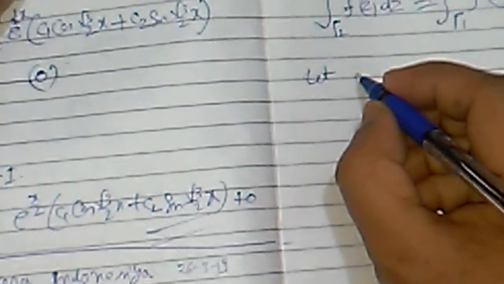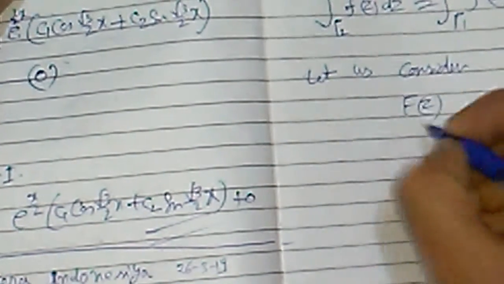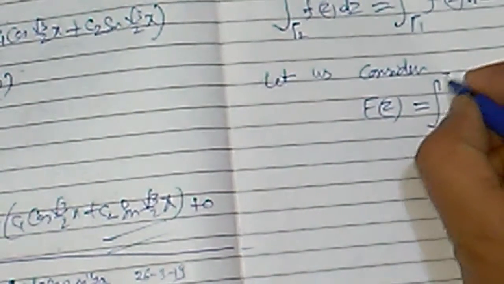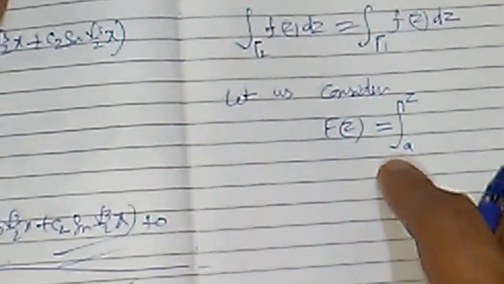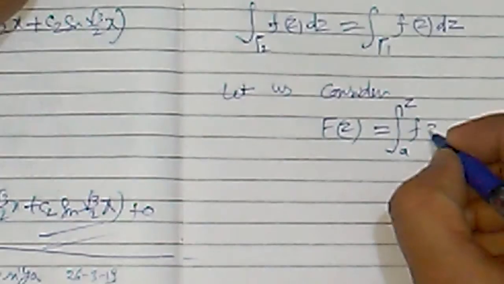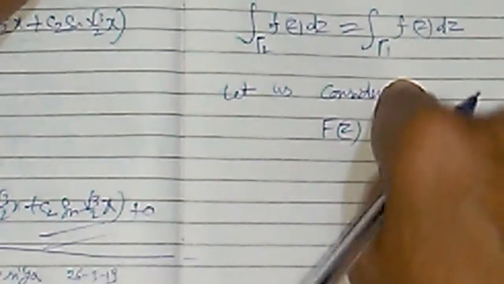Let us consider capital F(z). We define a function F(z) equal to the integral from a to z of f, where a is a fixed point in our domain D. Using this property, we can say that for this domain D, the integral of f(z) is independent of the curve and depends only on the starting point and final point.